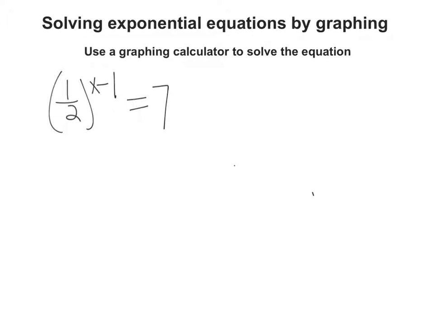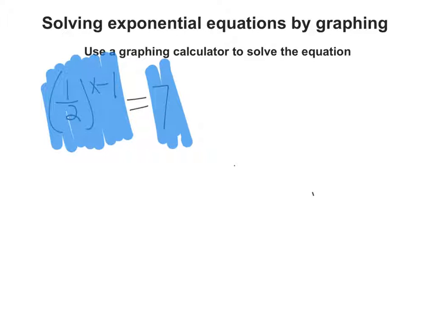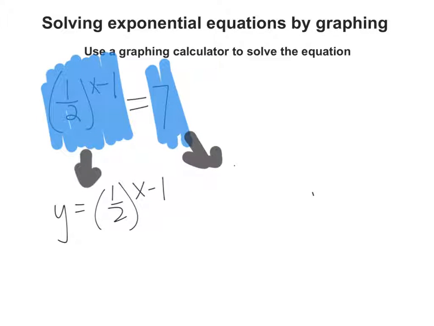So your first step here is you're going to want to write a system of equations using each side of the equation. So what do I mean by that? I mean typing in each side of my equation as its own equation. So 1/2 to the x minus 1 will be one equation, and 7 will be one equation. That will just simply look like y is equal to 1/2 to the x minus 1. And my second equation will look like y is equal to 7.